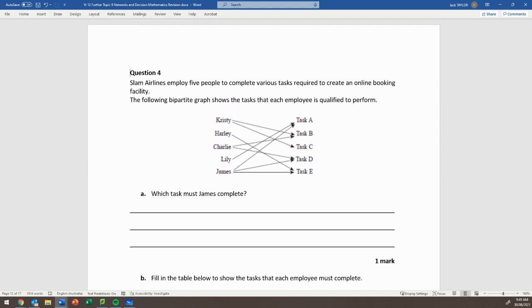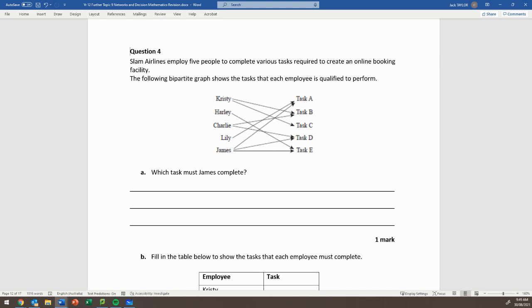Okay. Slam Airlines employ 5 people to complete various tasks required to create an online booking facility. The following bipartite graph shows the tasks that each employee is qualified to perform. Which task must James complete? So looking at James, he can do, I'm just writing J, he can do A, D, and E, but we need to narrow it down to 1. So Lily can only do A, and Haley can only do E. So that means James must do task D.